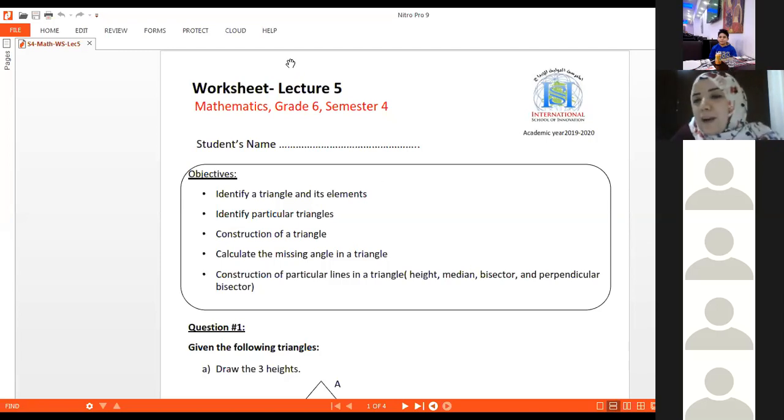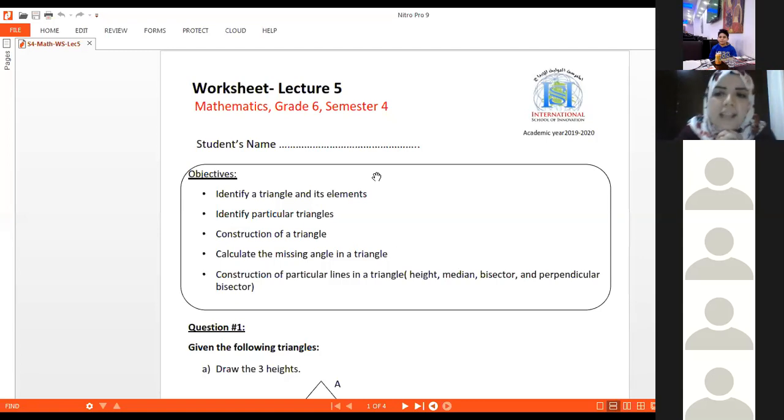What's special about an isosceles triangle? The main vertex. Excellent, Razan. Two equal sides. Excellent, Huda. Excellent, Ali. And two equal angles. Very good. So there are three things special in an isosceles triangle: the main vertex, the two equal sides, and the two equal angles.